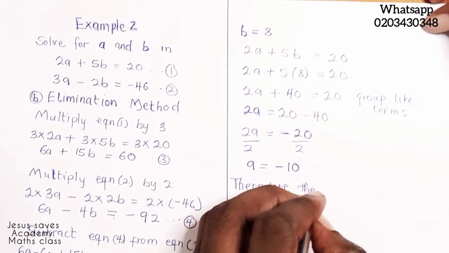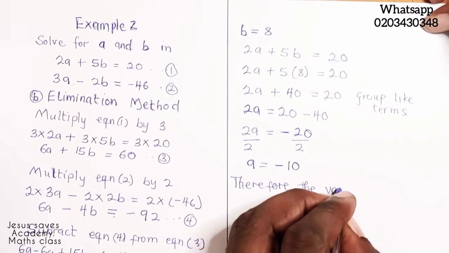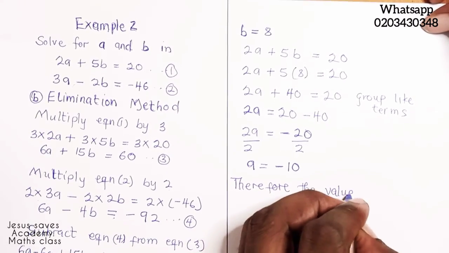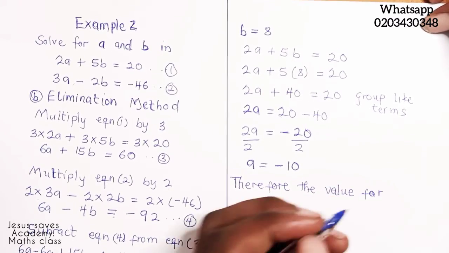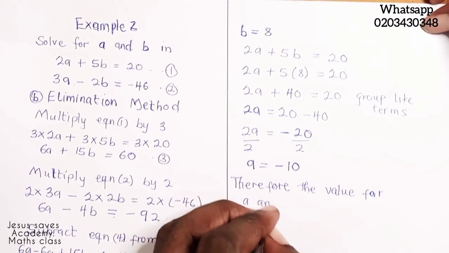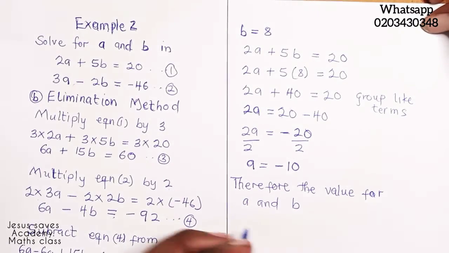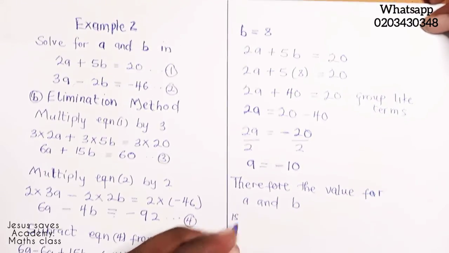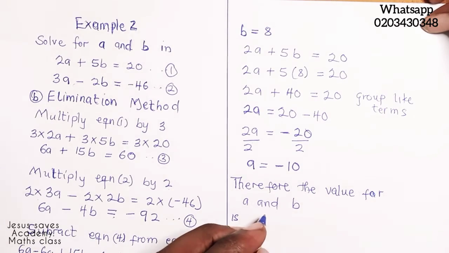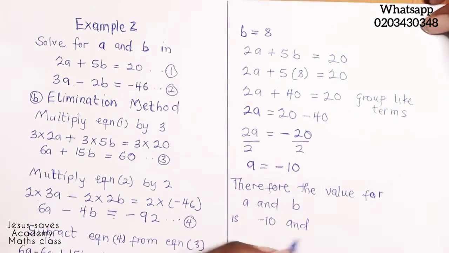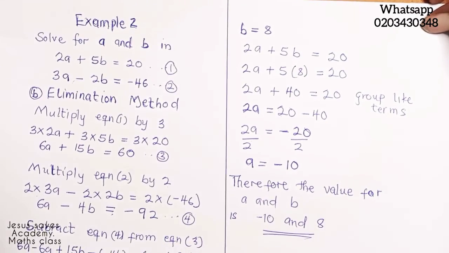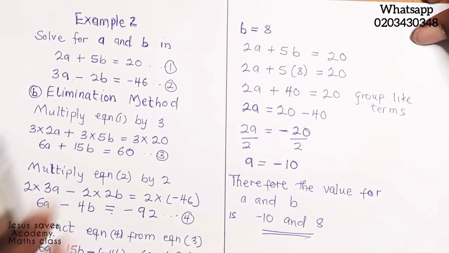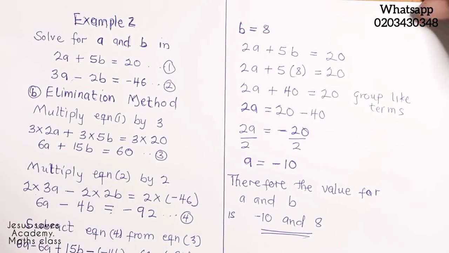Therefore, the value for a and b is negative 10 and positive 8. So this is using the elimination method.